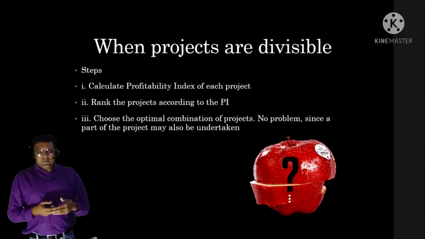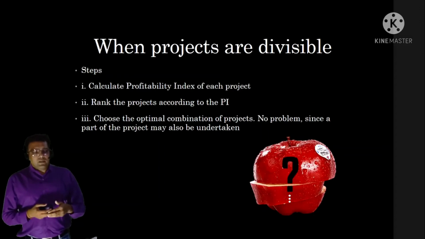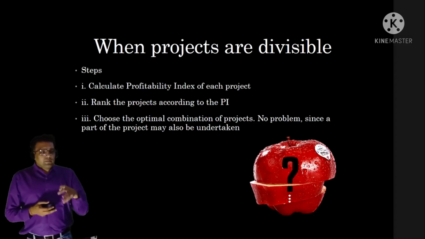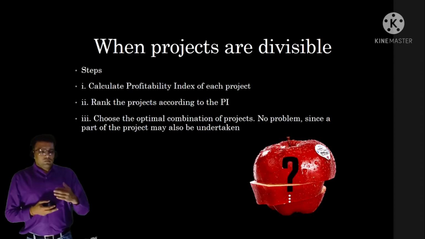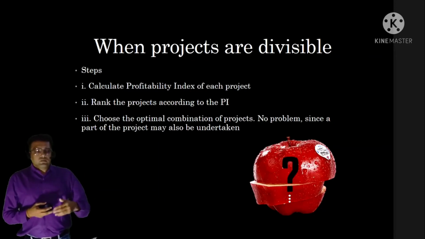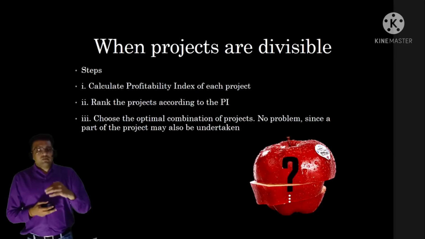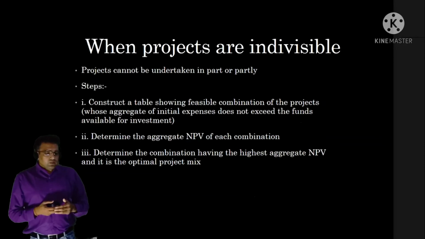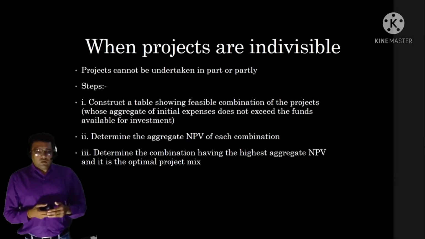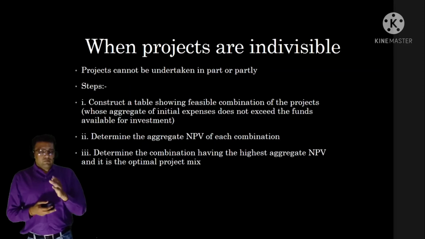So when projects are divisible, yes, a company can select 50% of the project if the fund is limited. For example, let's say I have 1 crore rupees, one project I have selected for 60 crore and the other project requires 80 crores, but I am left with only 40 crores. So the second project I can select at 50%. I can install the project with 50% capacity; that is called a divisible project. But in case of an indivisible project, we have to take a decision whether to select the full project or reject the full project.